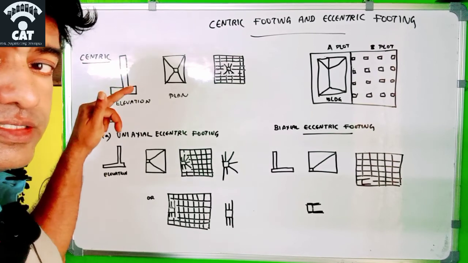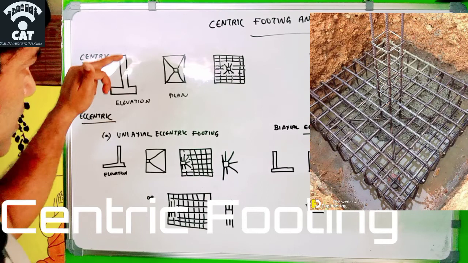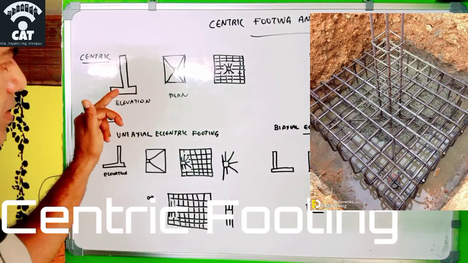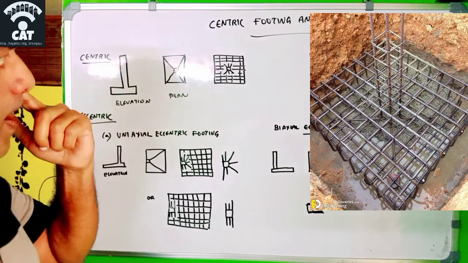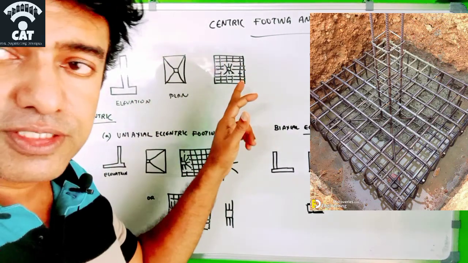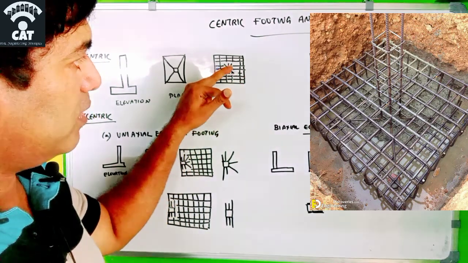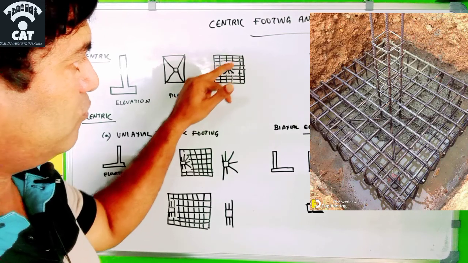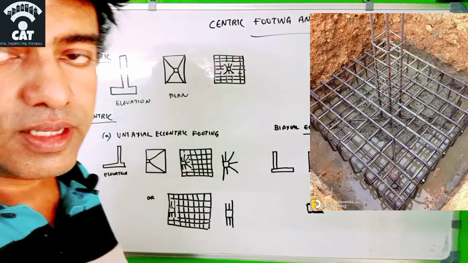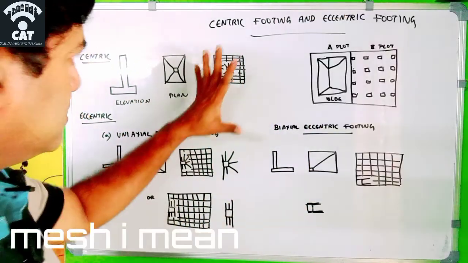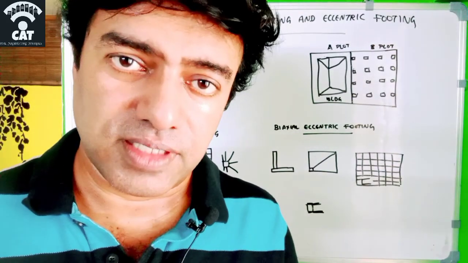The column will be this, the elevation part. The column will be coming like this, and it will be at the center of this footing. Okay, this is the elevation, this is the plan, this is the column, this is the footing, and the reinforcement of such a centric footing is like this: the center column and the reinforcement bars will go like this in all directions, four in this direction and others in this direction, and it will be resting on a mat reinforcement.